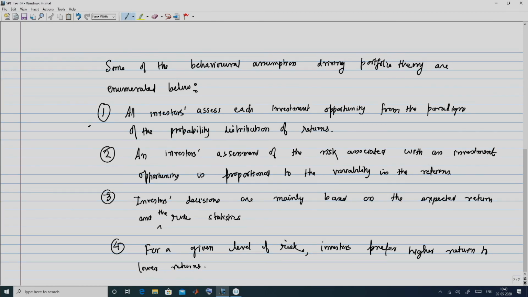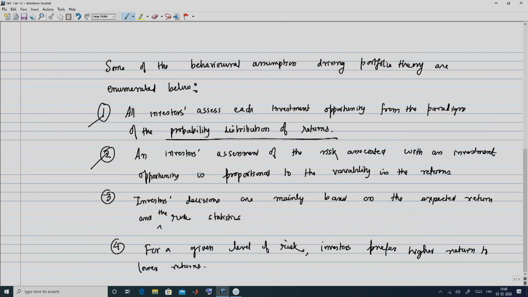The point number 1 says that all investors will basically make an assessment of each of the investment opportunity from the point of view of the probability distribution of returns. As you can see, whenever you are looking at returns, a return is basically the percentage gain that you make over your initial investment, and that is going to be a random variable, and consequently obviously it is going to have a probability distribution. So, the first thing that the investors take into account is the probability distribution of the returns.